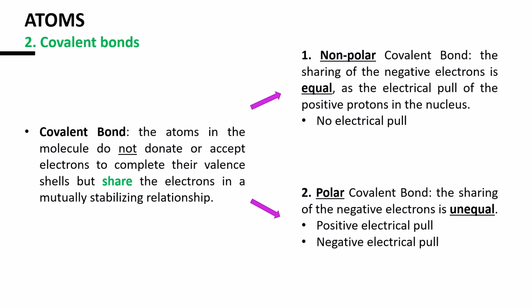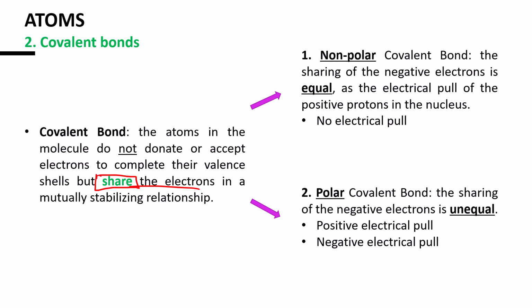Covalent bonds, which is the second one, in this case, the atoms are not donated. The atoms will not donate the electrons. They will share the electrons. Okay, and based on that, I have this highlighted for you because that's the key. If the electrons are shared, then the type of bond that you have is a covalent bond.